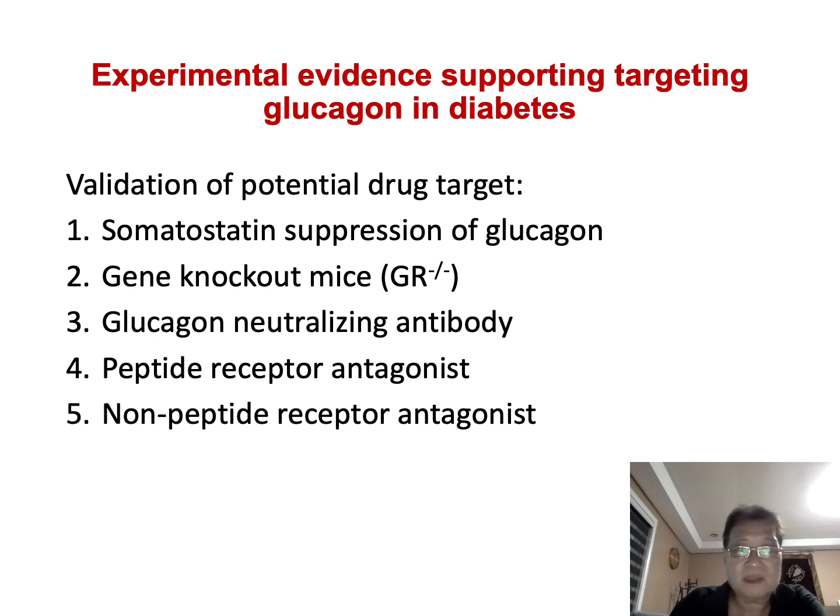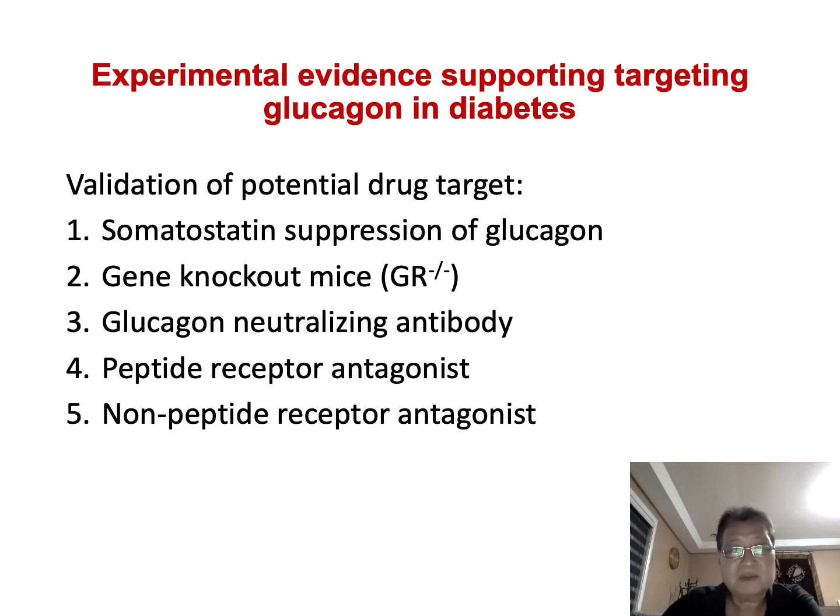Now, number one is somatostatin, which suppresses glucagon, and we know somatostatin has the ability to inhibit the actions of glucagon, and when combined with suboptimal dose of insulin in type 1 DM, it reduces the hypoglycemic dips and prevents the hyperglycemia from the hyperglucagonemia, thus improving the glycemic volatility in type 1 DM. I'm sure you still remember my last presentation.